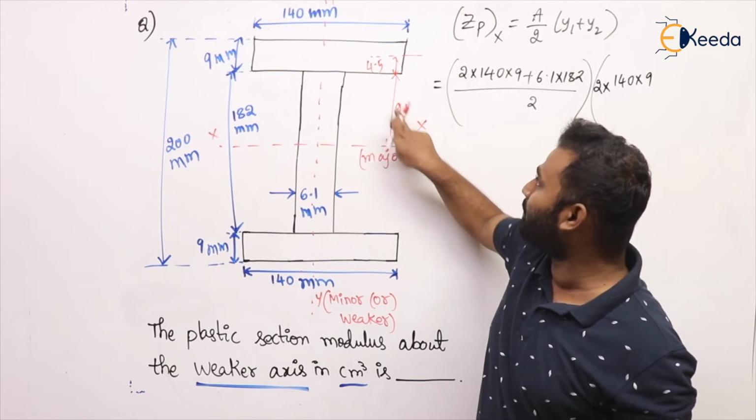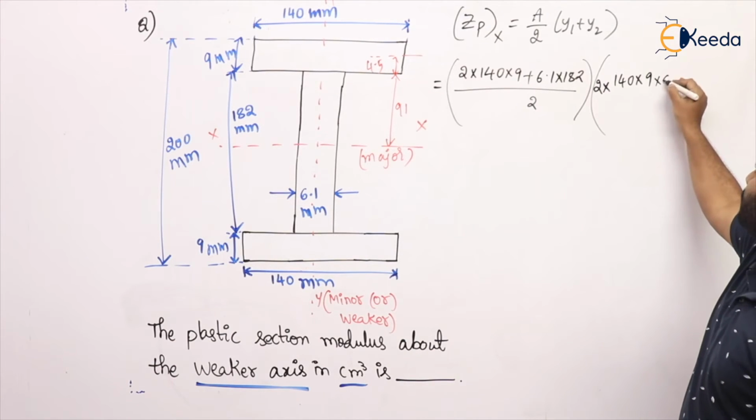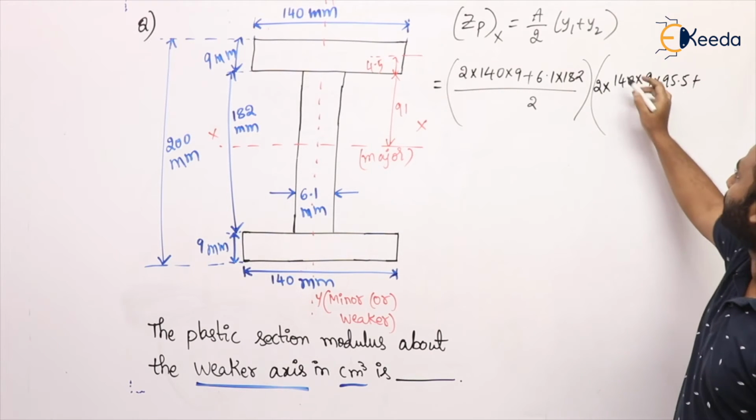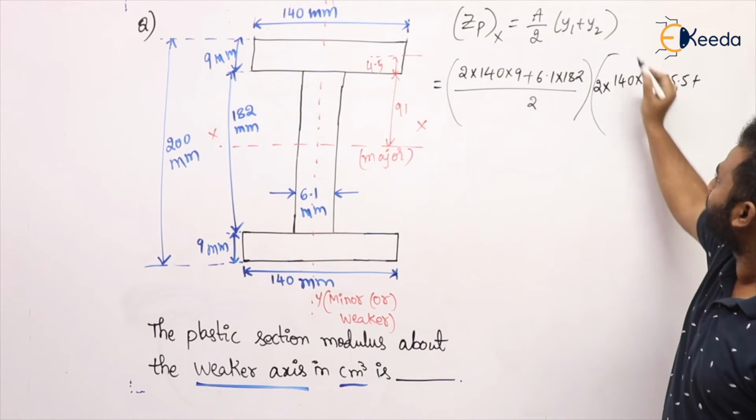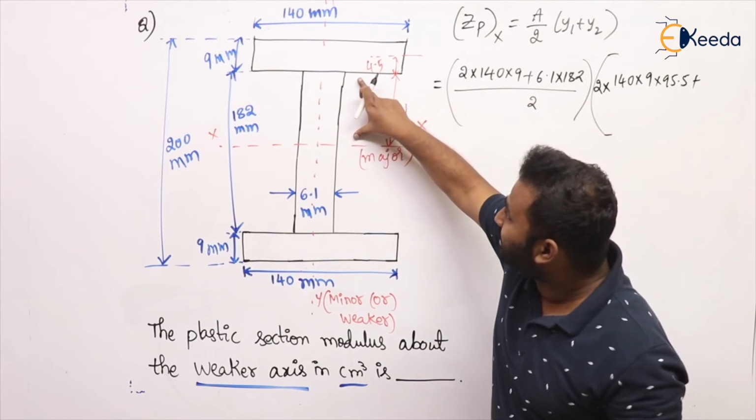4.5. So 91 plus 4.5. How much is it? 95.5. So into 95.5 plus. Okay, plus. Now coming to this vertical rectangle.